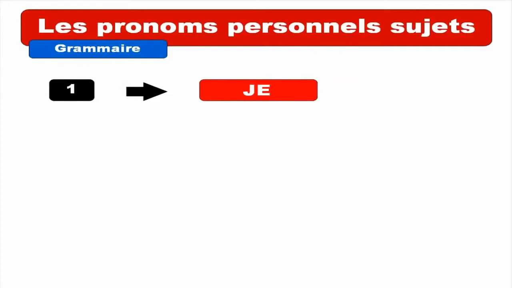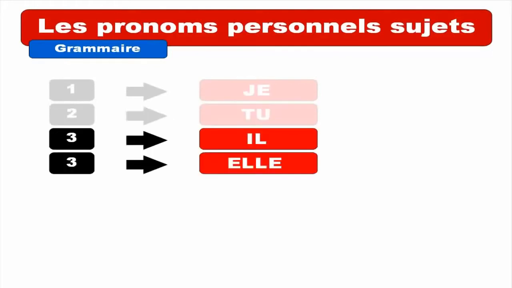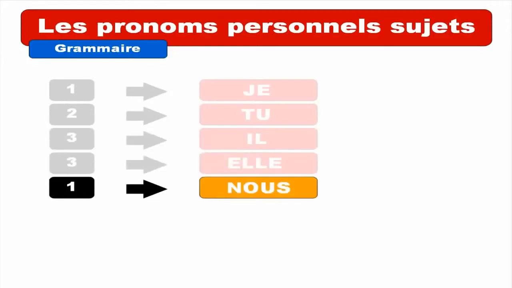And the first person is je. Repeat. Je. Second person is tu. Repeat. Tu. Okay. And then third person, we've got the masculine form, it's il. Repeat. Il. Okay. And the feminine form, it's elle. Repeat. Elle.